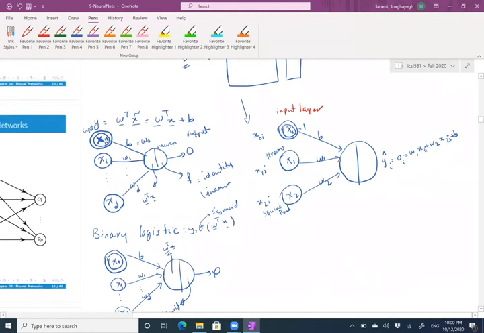So in the input layer, it's as if we are having one neuron per each attribute, but the input layer neuron doesn't do anything, basically.